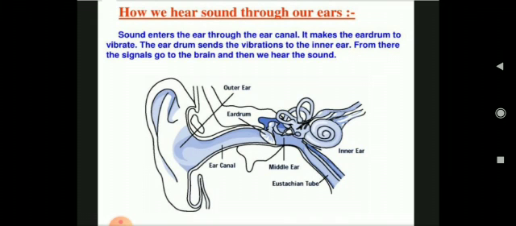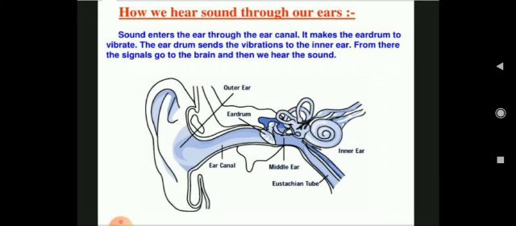We hear with the help of our ears. So we hear sound through our ears. Our ears are organs that detect sound, right? Sound enters the ear through the ear canal. It makes the eardrum vibrate. The eardrum sends the vibration to the inner ear. From there the signal goes to the brain and then we hear the sound.